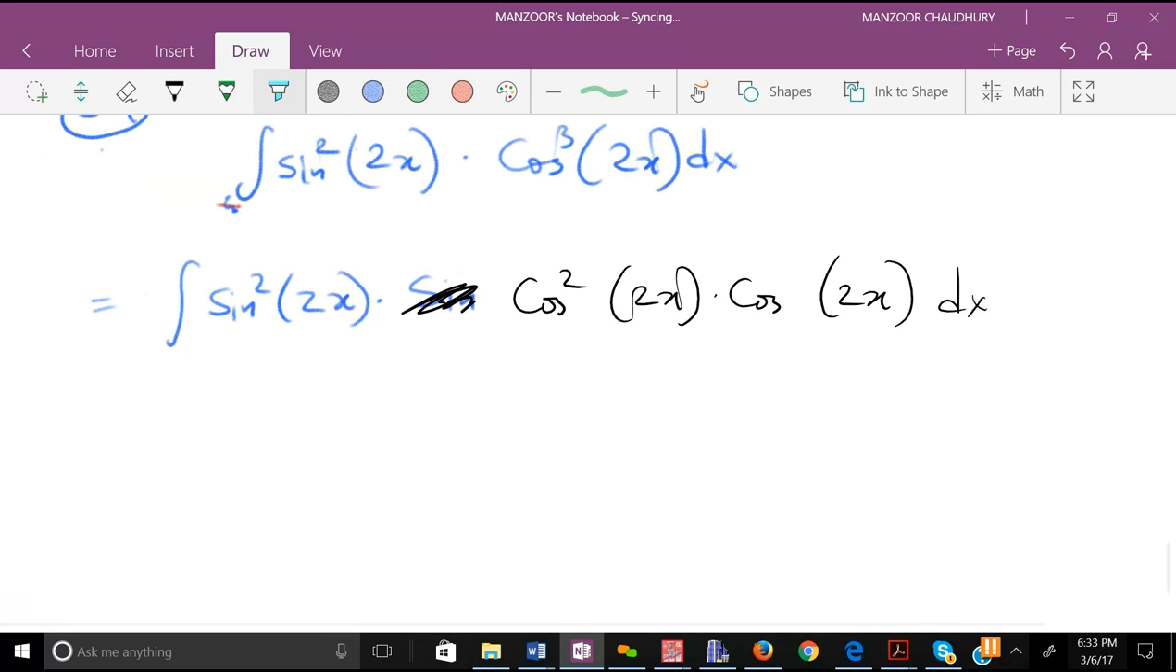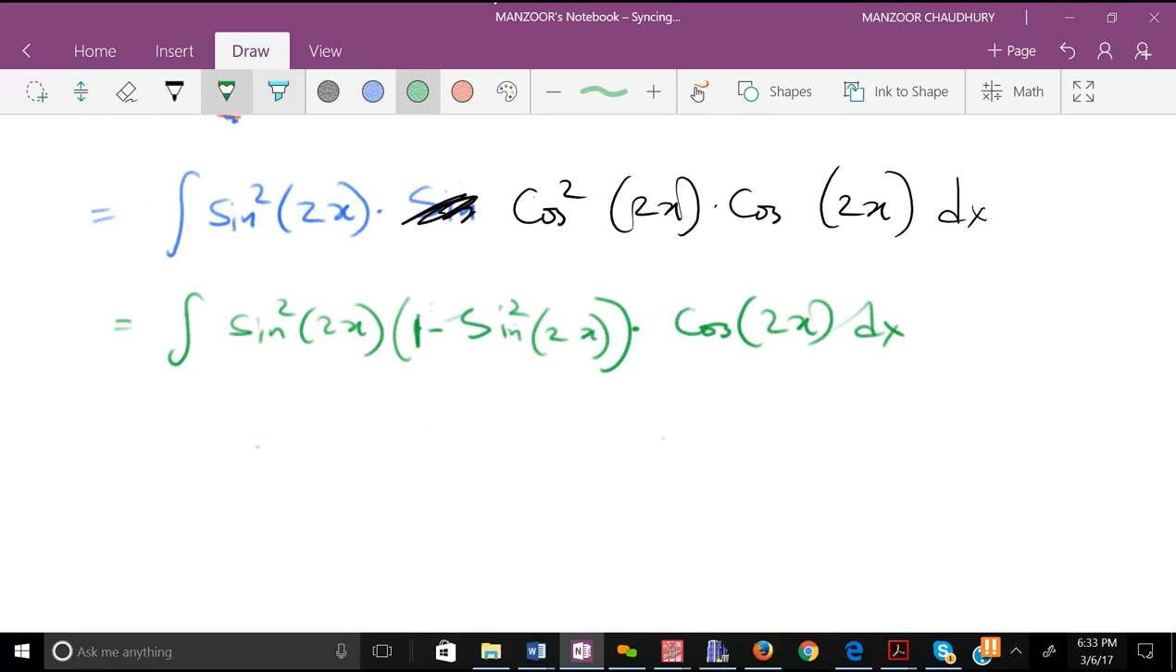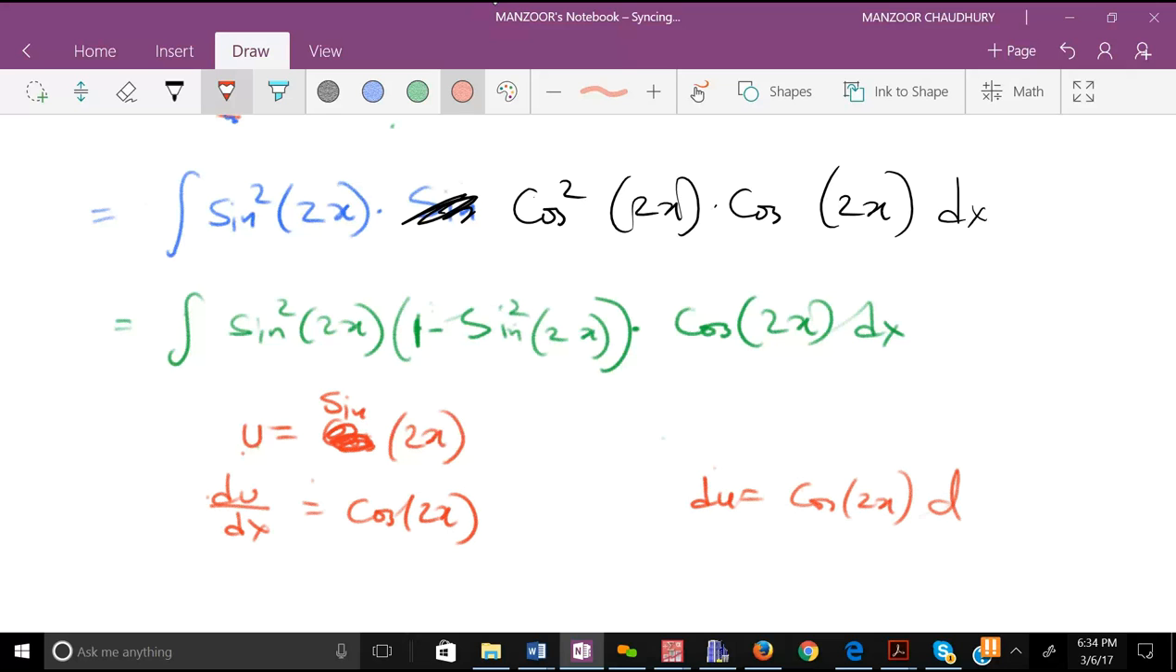So that means we can convert everything to sine now. We have sine square 2x times 1 minus sine square 2x, because that's cosine squared. And cosine 2x, we're going to use it for u substitution, so I'll leave it like that. Let u equal cosine 2x. Hold on, let me think. No, I'm just going to make u equal to sine 2x. Much easier. Then du dx equals cosine 2x, so du is going to be cosine 2x dx. We're going to use it right here.